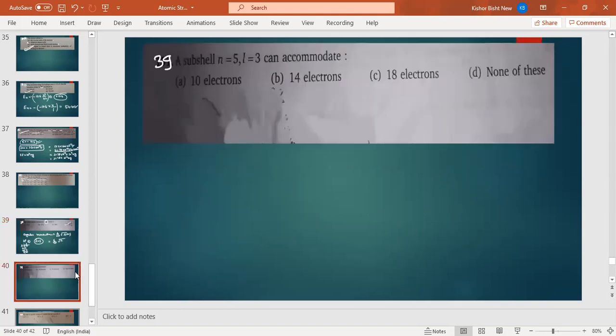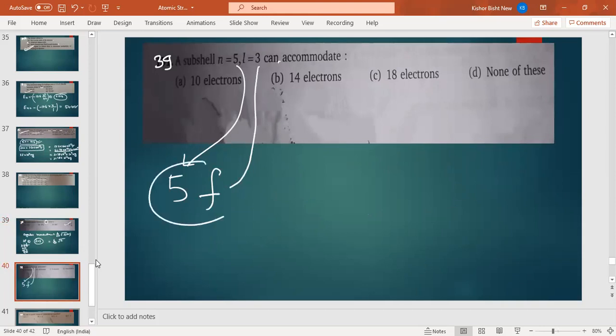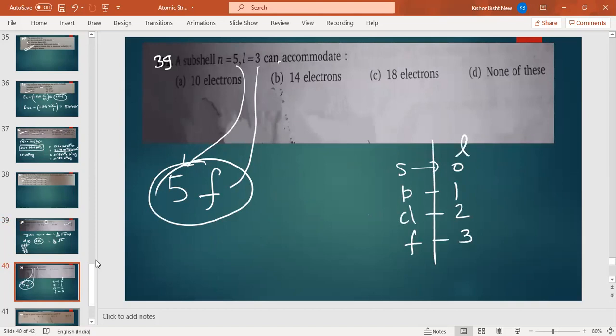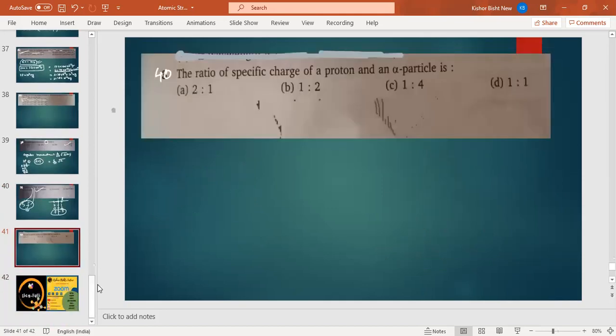Now come to the next. Subshell n is equal to 5, l is equal to 3 can accommodate how many electrons? So n is equal to 5 means 5. l is equal to 3 means, again you tell me, f. So it is showing 5f. Again I am saying s is 0, p is 1, d is 2, f is 3. These are the l values. So here l is equal to 3 means f, 5f. How many electrons can be present in a 5f subshell? f can hold 14 electrons.